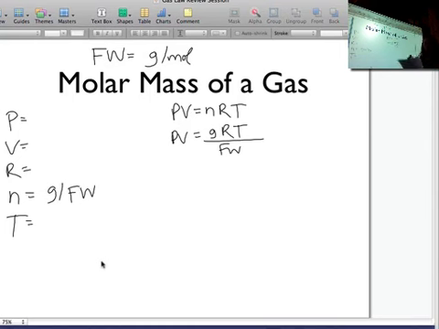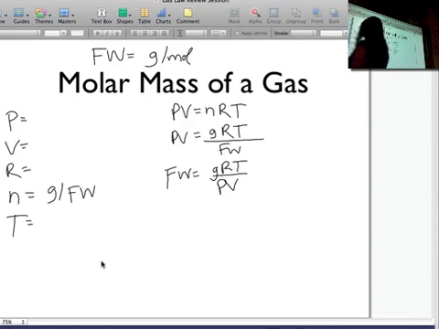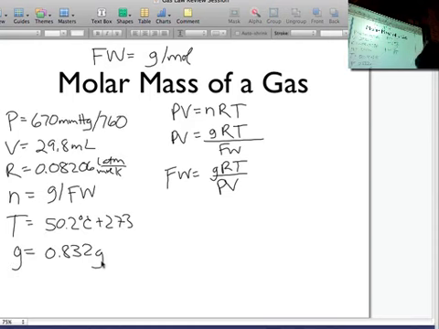And then the question's asking what's the molar mass. So I've got to rearrange. I'm just going to do it in one step. I'm going to rearrange to solve for formula weight. Okay, you guys have seen this a couple times before, right? So let me give you the information. Okay, so we're solving for formula weight.